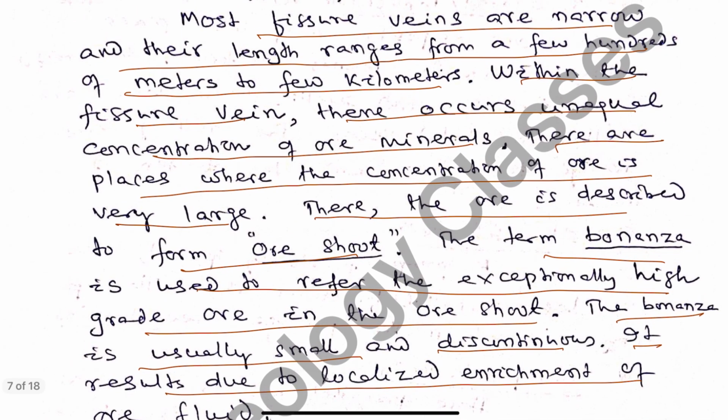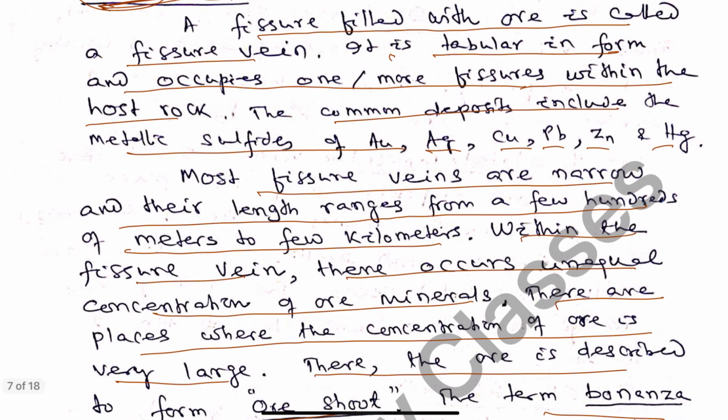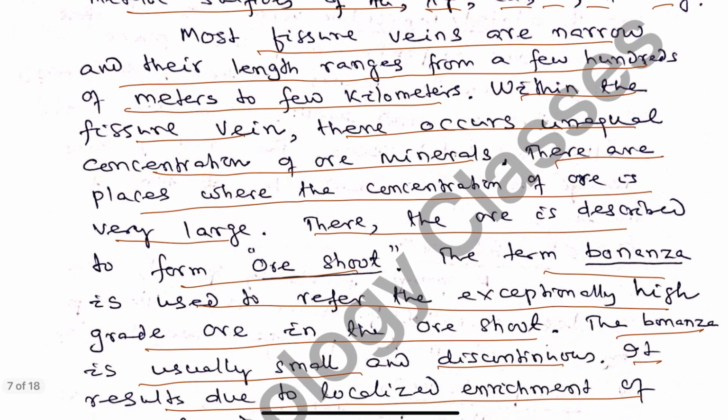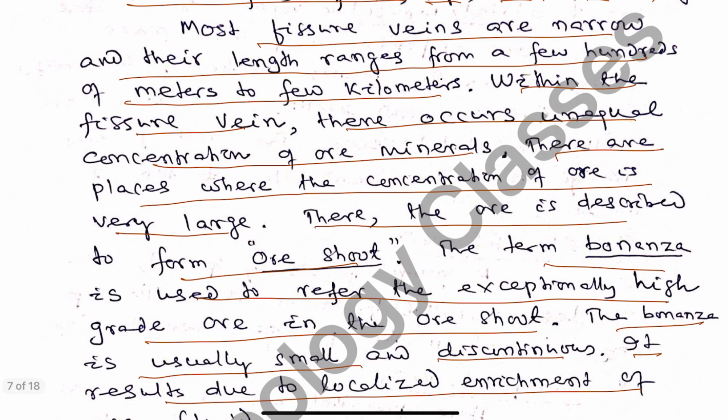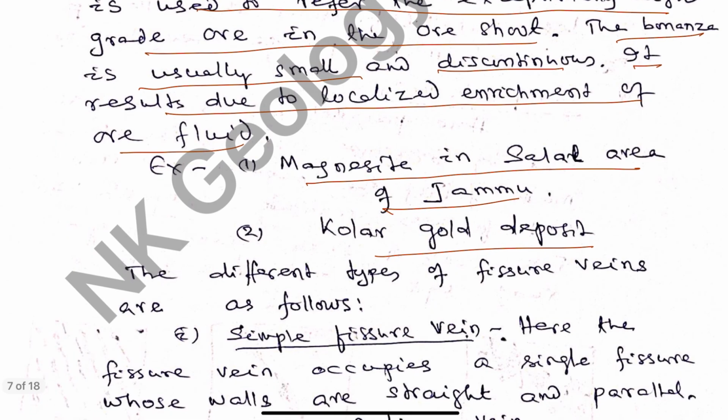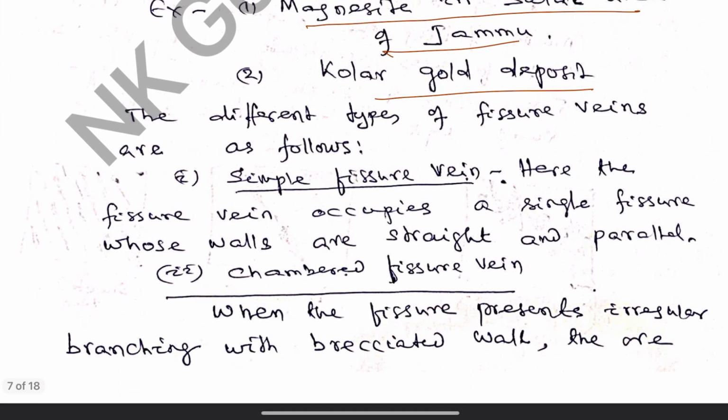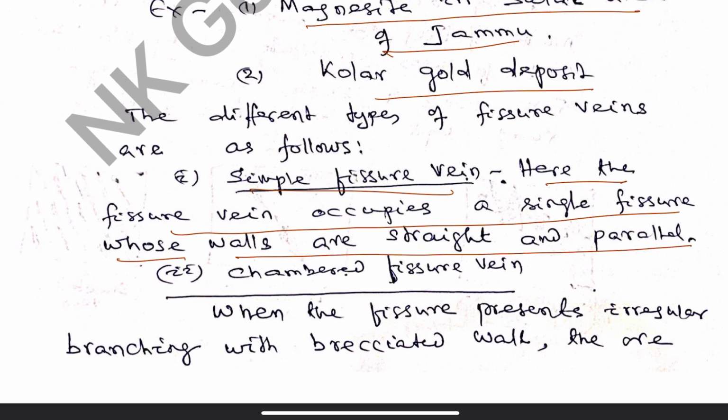So, the fissures are found to be filled up by mineral matter, mostly metal deposits. Fissures are found to be very long cracks, and the fissures may be of different types, based upon which we have different types of fissure veins. They are simple fissure vein. Here the fissure vein occupies a single fissure whose walls are straight and parallel.